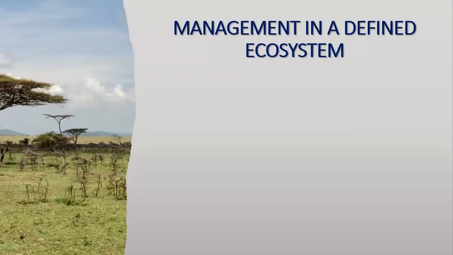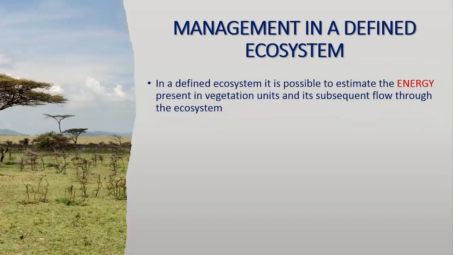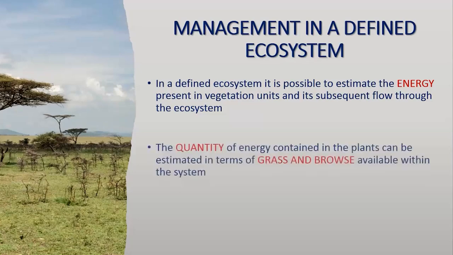So I just want to end off with a key point to me, which is what my book is focused on: in a defined ecosystem, it is possible to estimate the energy present in the vegetation units. Remember, the vegetation units are the plant formations. So we've got a small area below the vegetation unit type with defined boundaries. And it's possible to estimate the energy present in the vegetation units, and then its subsequent flow through the ecosystem, through the primary and secondary consumers, and finally to the decomposers.